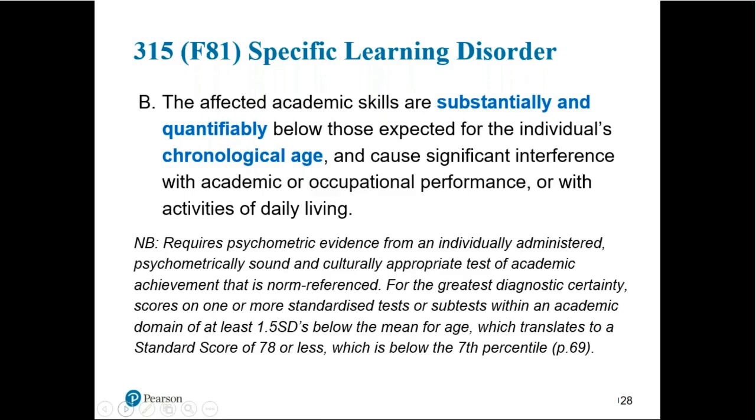In the DSM-5, it stipulates that you are required to have psychometric evidence from an individually administered, psychometrically sound and culturally appropriate test of academic achievement that is norm referenced, and the WIAT does that. And for the greatest diagnostic certainty, scores on one or more standardised tests or subtests within an academic domain must be at least 1.5 standard deviations below the mean for the child's age. This translates to a standard score of about 78 or less, which is below the 7th percentile. You can read more information on page 69 of the DSM-5 if you're interested.